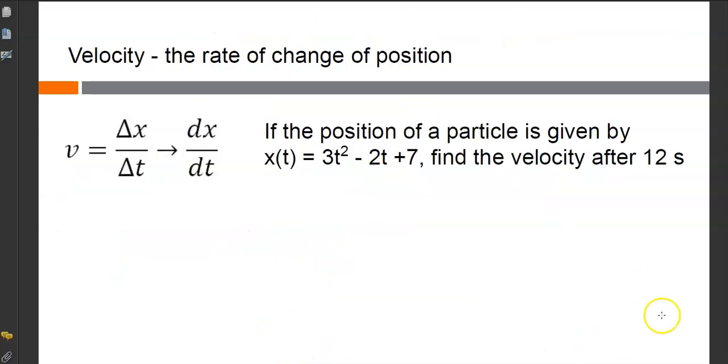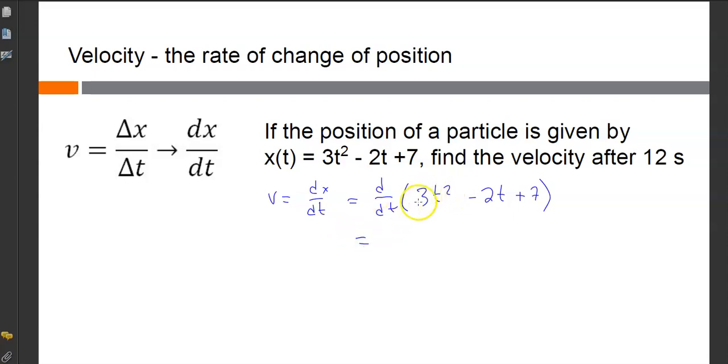Here's another example. They say in this case that the position or displacement is 3t squared minus 2t plus 7. You want the velocity? No problem. We need to take the time derivative of the displacement, and that's going to be the time derivative of all that stuff there, 3t squared minus 2t plus 7. Again, it's a polynomial. This couldn't be any easier.